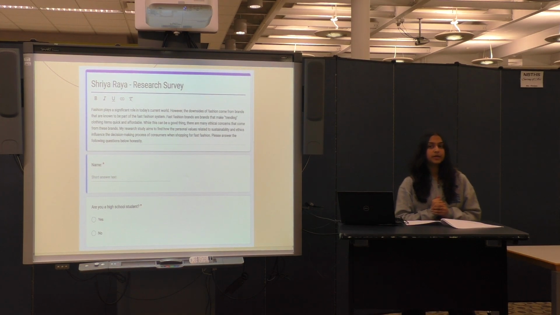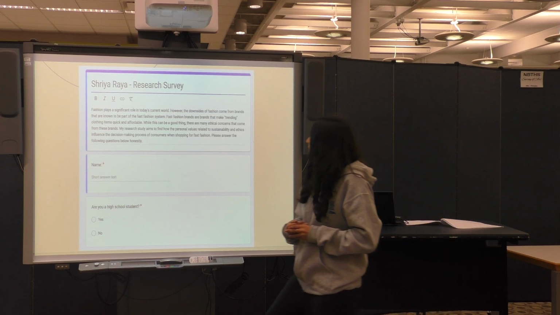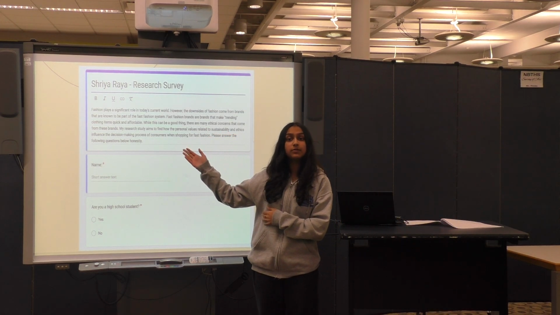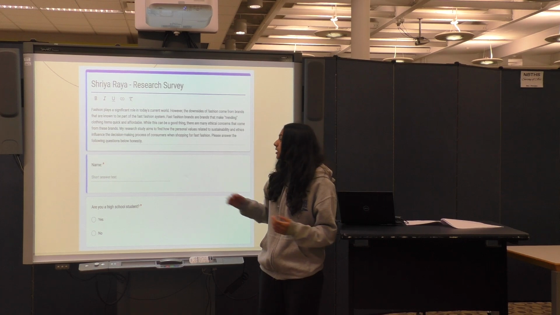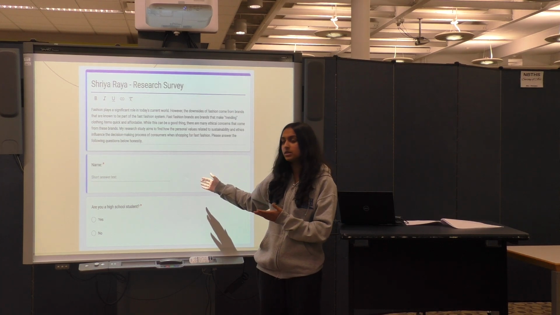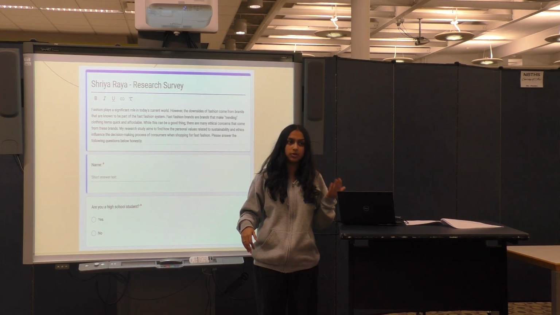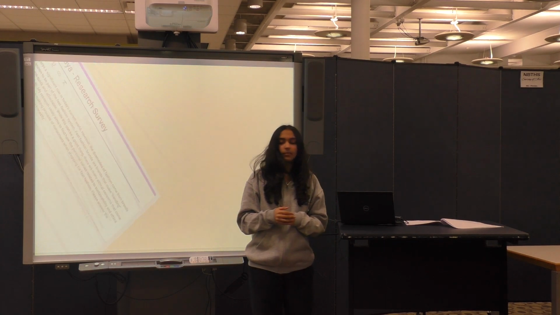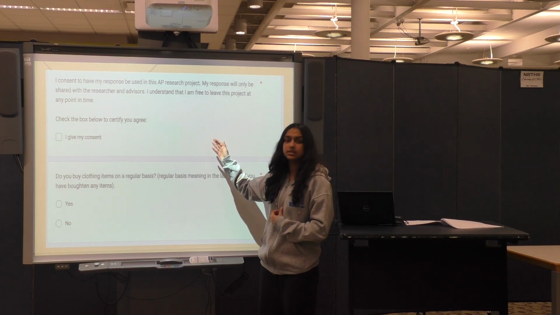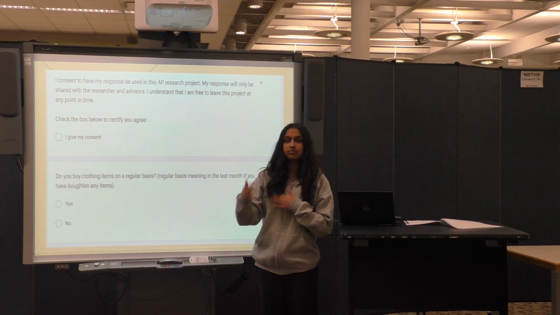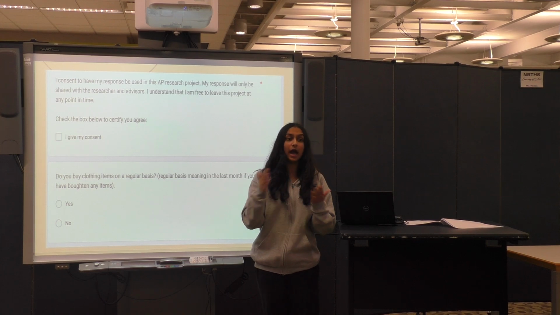So now I'm going to explain each aspect of my survey. Just at the top here, I have a brief description of my research and my topic on fast fashion. Next, I have them list their name and if they're a high school student, so I can distinguish between an adult and a high school student. Next, I asked if they gave consent, once again, so they can give me their response back. And then I started with my actual questions.